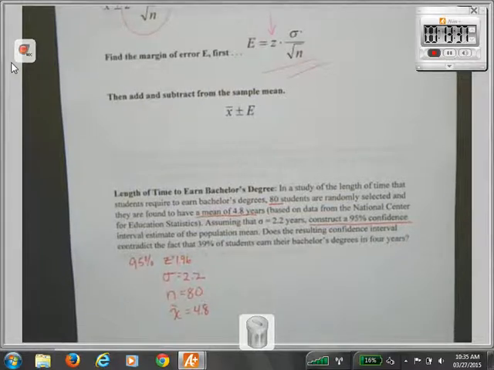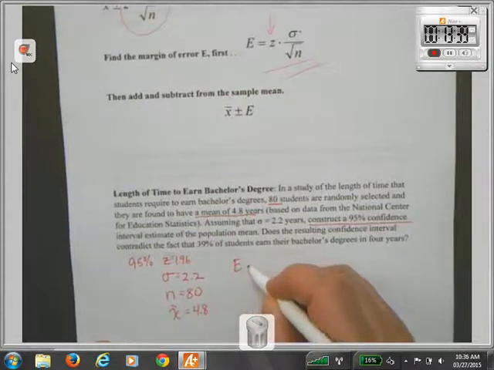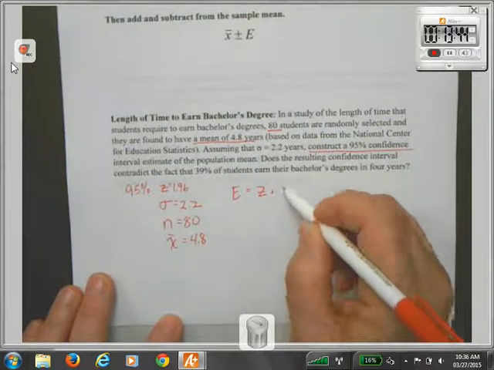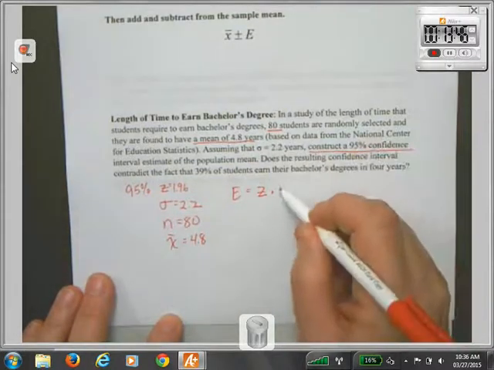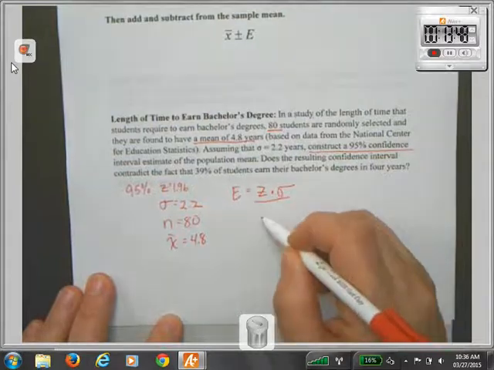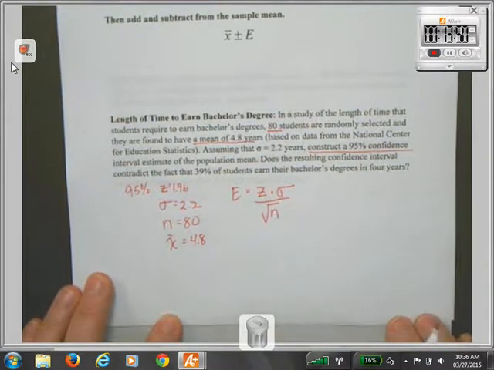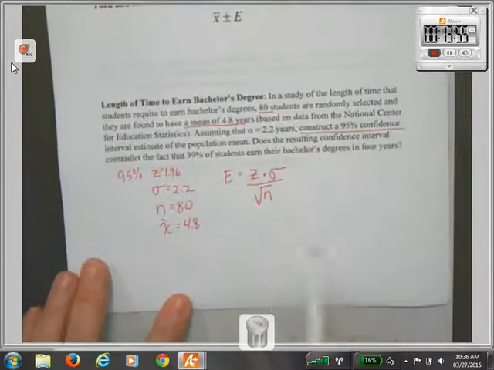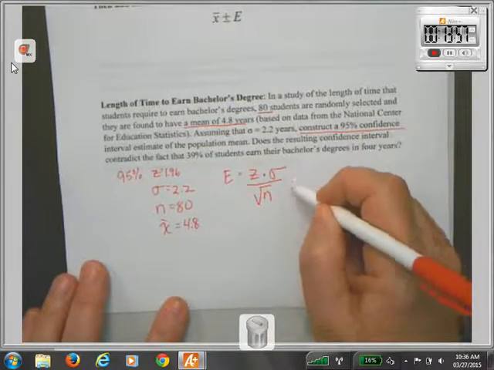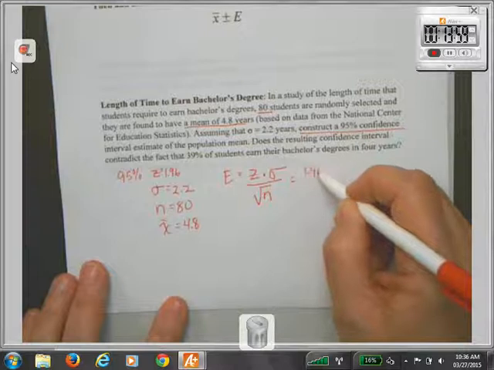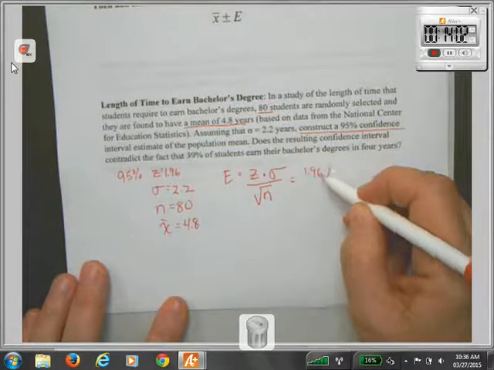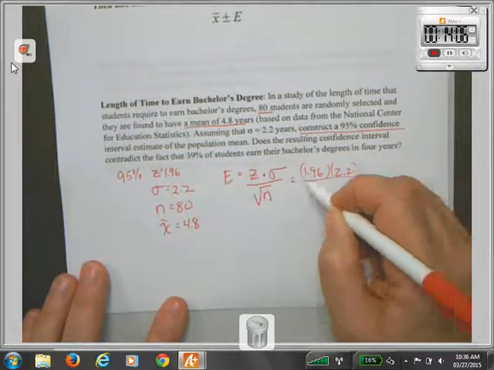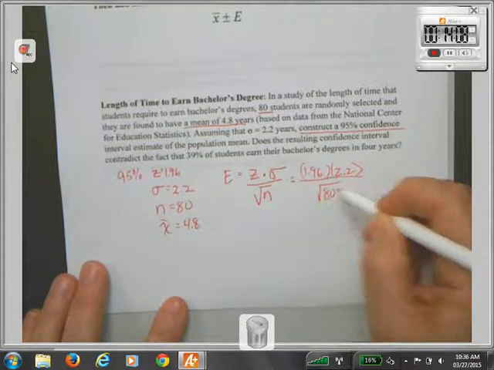Okay, so we're going to find our margin of error first. I'm just going to rewrite the formula here, which is Z times, and because of order of operations, we can do the multiplication on the top and then do the division. So even though it looks like this in the formula, we can actually do it this way. So this is 1.96 times 2.2 divided by the square root of 80.